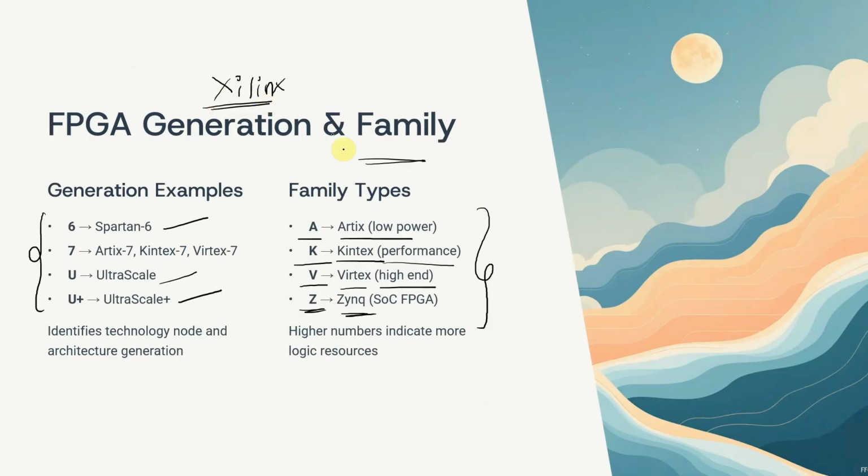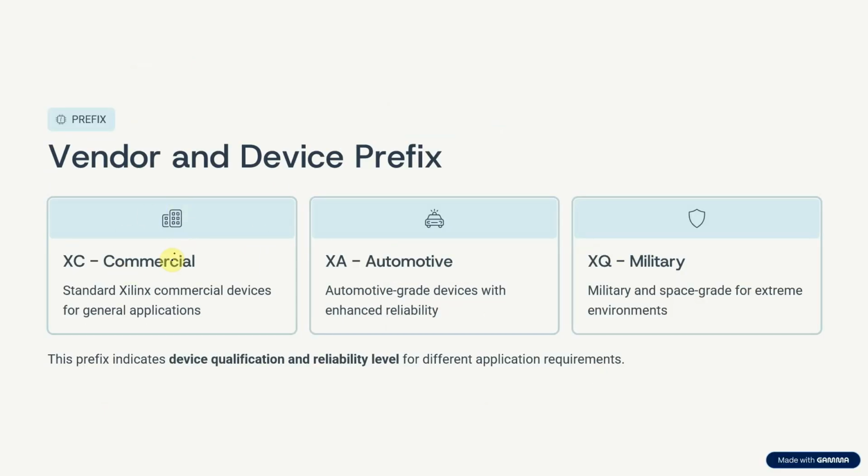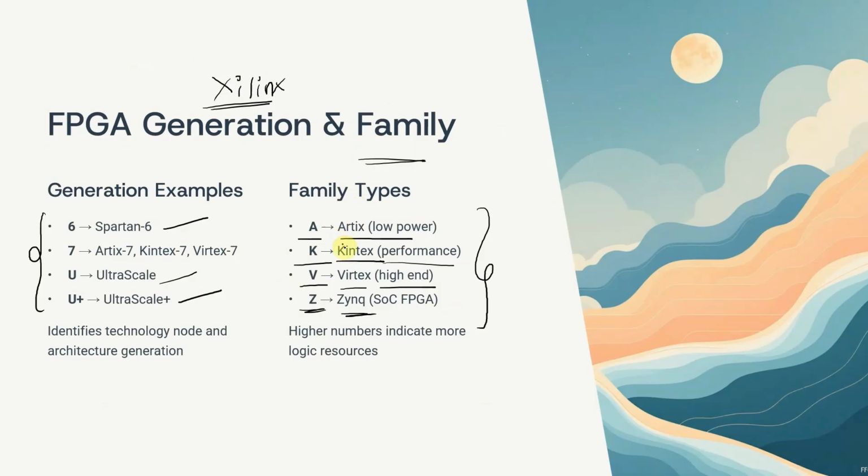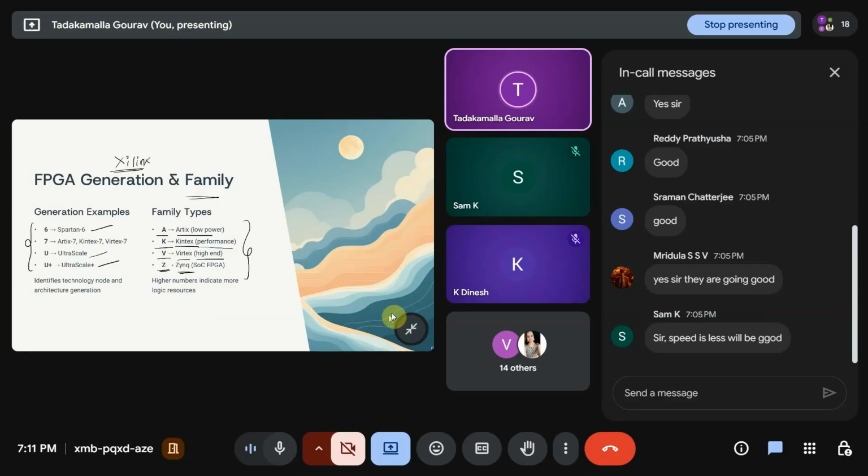In the Xilinx family, we first categorize our vendors and devices, and after that we categorize our families. Up to here, is it clear? Are you following me?